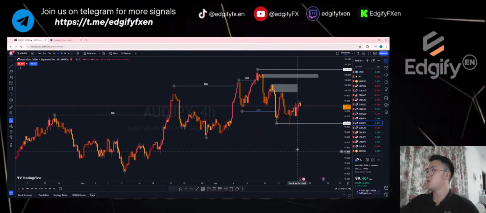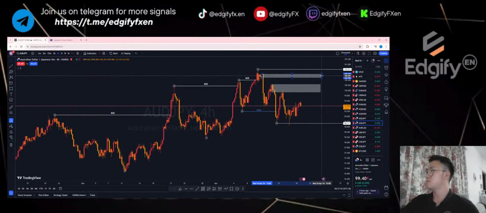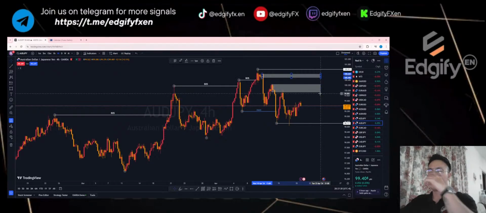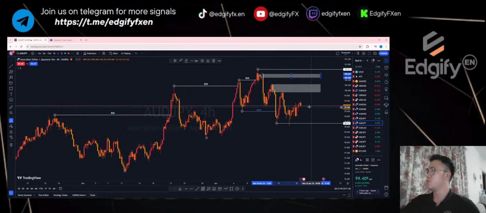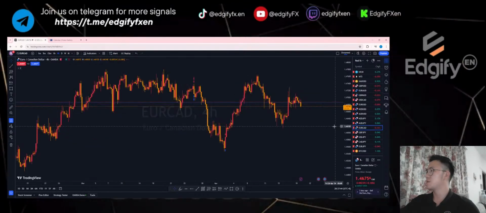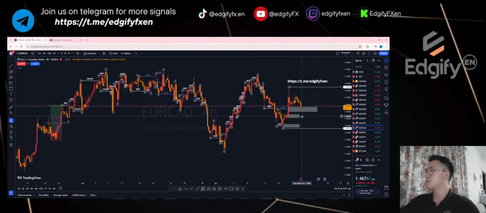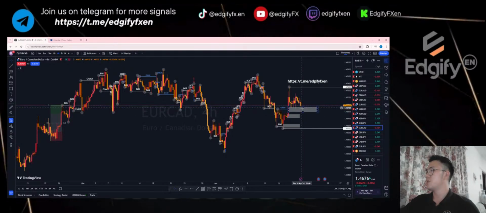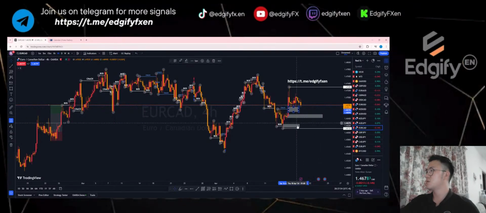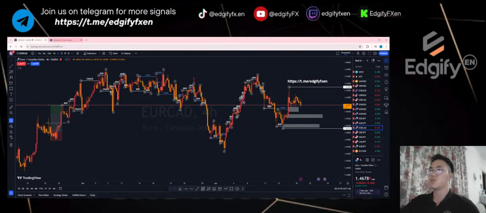AUD JPY, I'm still waiting for the sell position at about one of this zone here. We will be waiting a little while more before we get any confirmation. EuroCAD is once again tapping in. This is the 15 minute one. This is my hour 4 zone. So I'll be looking into this as well.